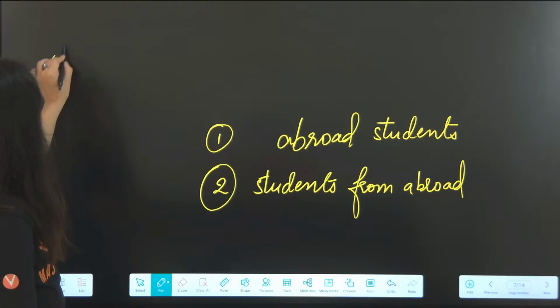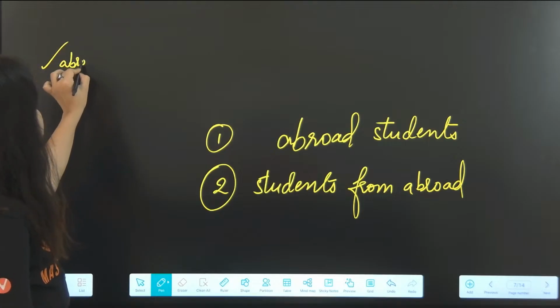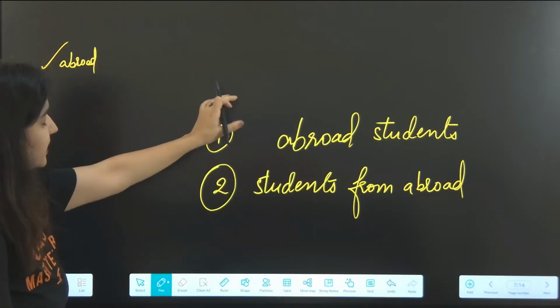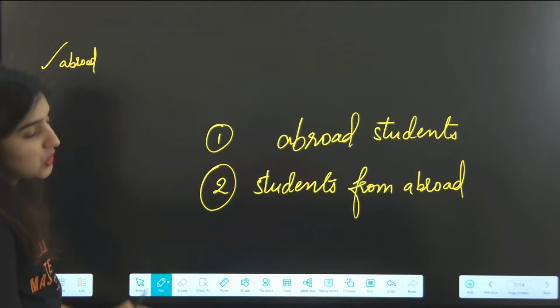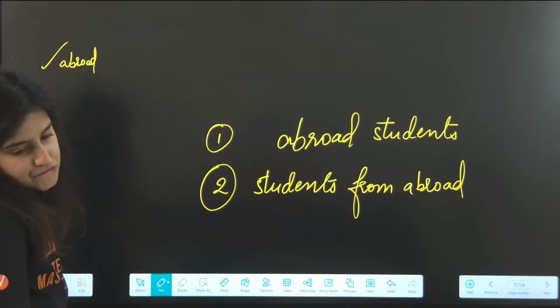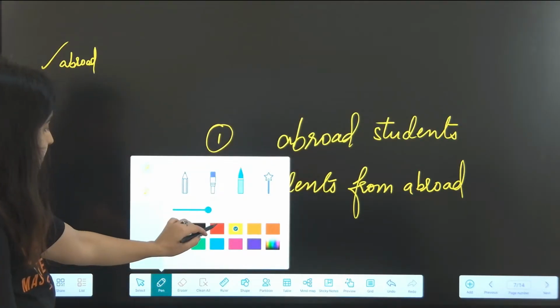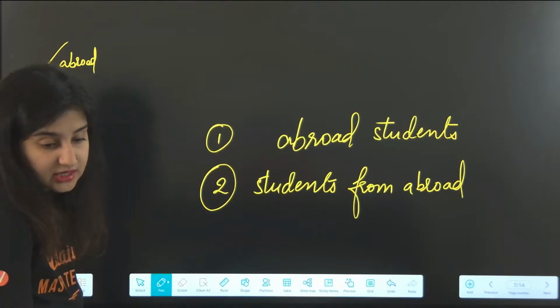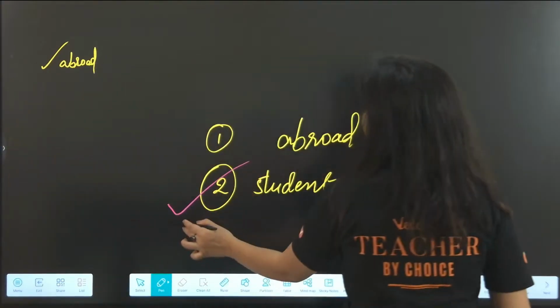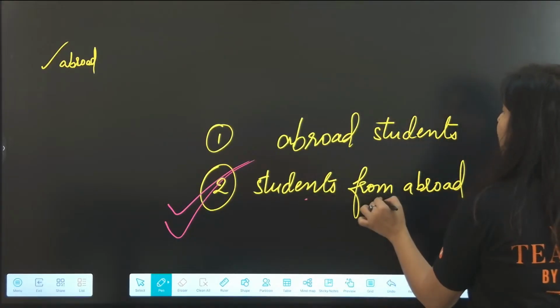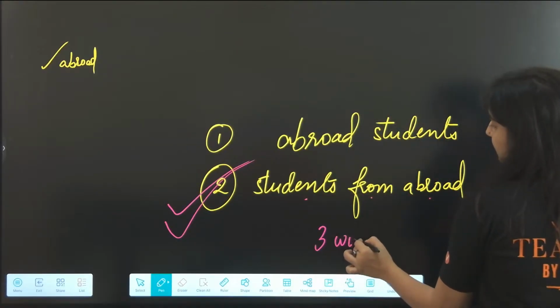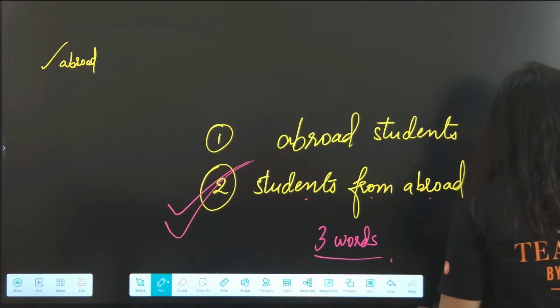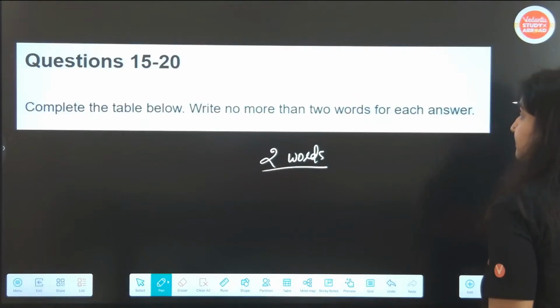So yes, I agree with you. The word abroad is mentioned, but now comes the second phase where you have to tell me, is 1 correct or is 2 correct? What is correct? Very good. Yes, 2 is the correct way of saying this. How many words? 3 words. What is your limit here?